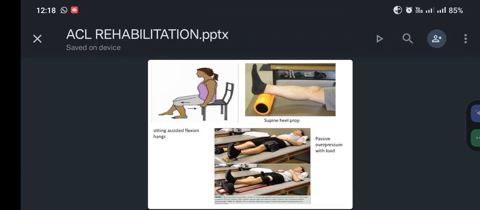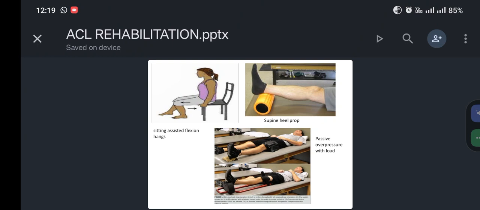To improve knee flexion, sitting assisted flexion hangs can be given in sitting or chair sitting. Supine heel prop can be given: a bolster can be placed below the ankle joint or the calcaneum and the patient is asked to isometrically contract the quadriceps, which may improve the knee extension range of motion or reduce the extension lag.